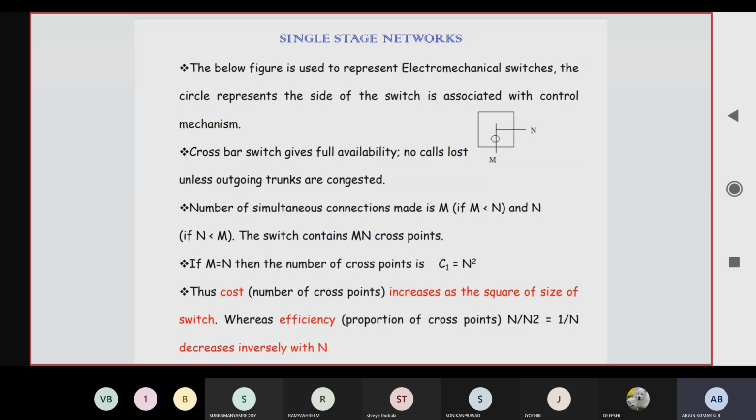Okay, clear? n by n squared. See, there is an equation given here, n divided by n squared. n is the input, we get the crosspoints as n squared, then we get 1 by n. The efficiency is inversely proportional to n.